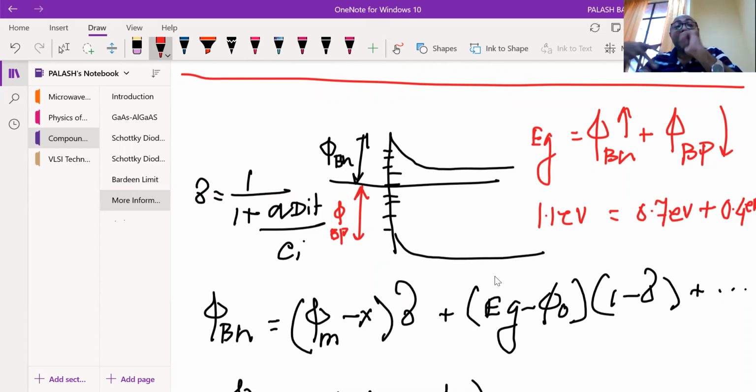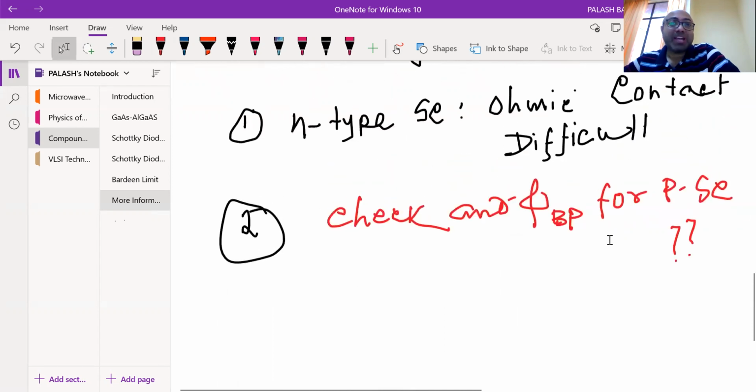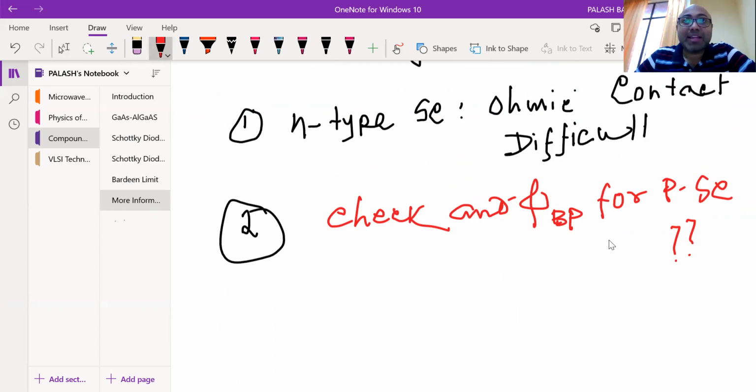What is this indication giving? For P-type semiconductor, for a particular condition, you might have a problem of getting ohmic contact for N-type semiconductor, for N-type carriers. But you'll have easy contact for holes, which you need to verify. I'm not going to discuss it, you need to verify. Check and find out φVp for P-type semiconductor. So my statement is N-type semiconductor ohmic contact is very difficult. N-type semiconductor, the majority carriers are electrons. For electrons, it is very difficult. Okay.